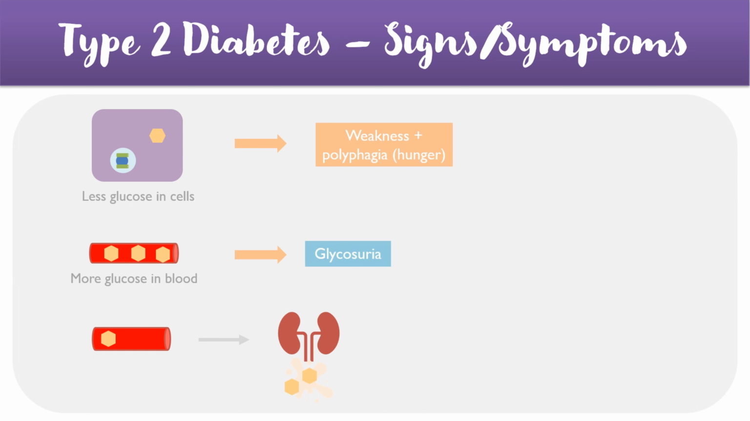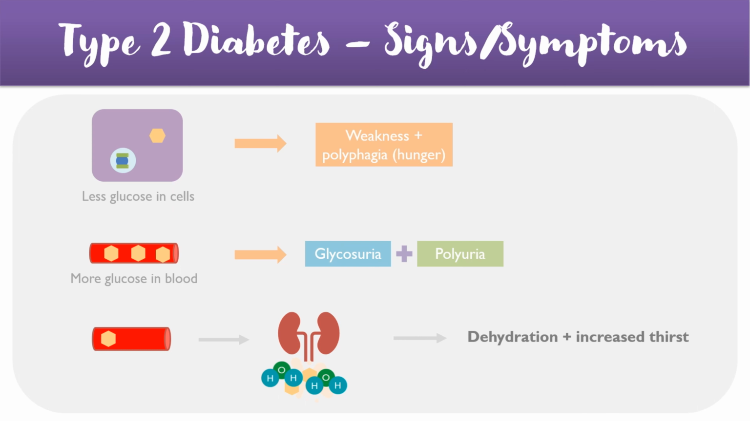With more glucose being present in the urine, water molecules, or H2O, also get dragged into the urine via osmosis, resulting in polyuria. And with more water being lost in the urine, patients may experience dehydration or increased thirst, which is also known as polydipsia. And these four changes form the core symptoms of type 2 diabetes.